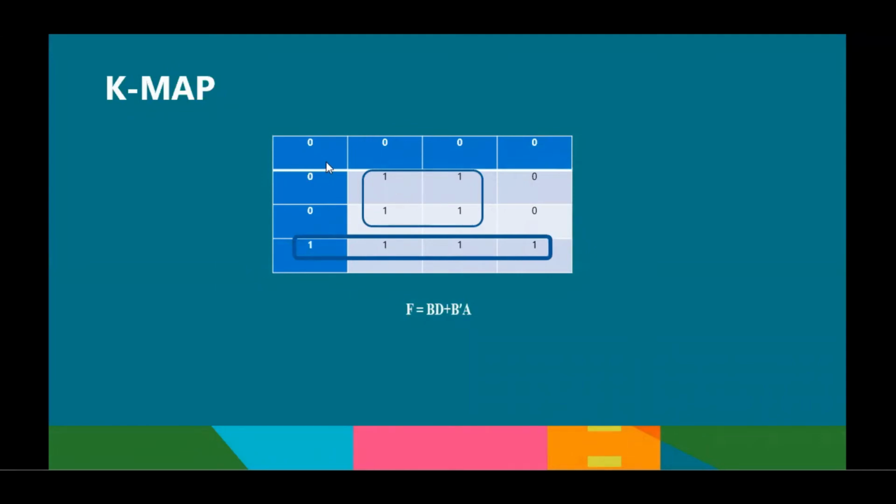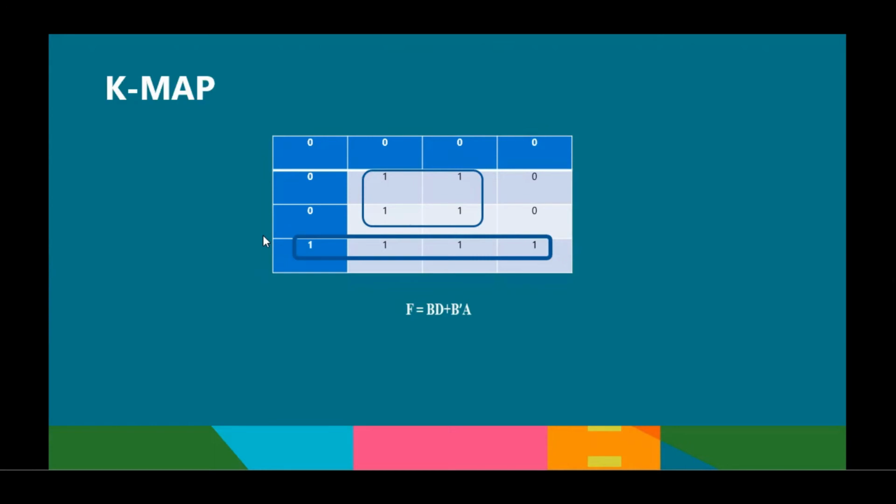How have we made this table? In the vertical column we are taking A and B inputs, and in the horizontal column we are taking C and D inputs. Over here, in the first column C and D are 0 0, in the second column we have 0 1, that is C as 0 and D as 1, and the next column is 1 1, that is C and D both are 1, and in the fourth column we have C as 1 and D as 0.